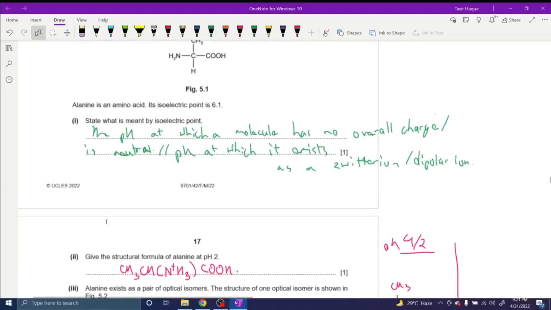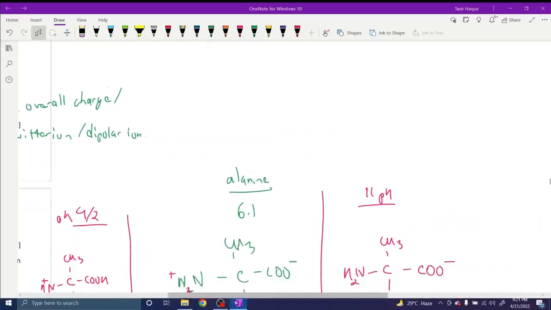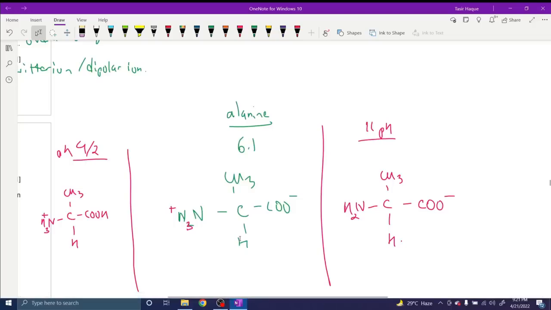To answer the next question, give the structural formula of alanine at pH 2. How are we going to do this? Mainly we need to learn something. I'm going to teach you. At the isoelectric pH, the amino acid has both charges. Now the amino acid acts as a buffer. At a lower pH than the isoelectric point, like a pH of 2, H plus is in excess, right? So what's going to happen to the excess H plus? It's going to be taken in by the carboxylate anion, so it's going to turn into COOH, but there will be no change to the NH3 plus cation, okay?